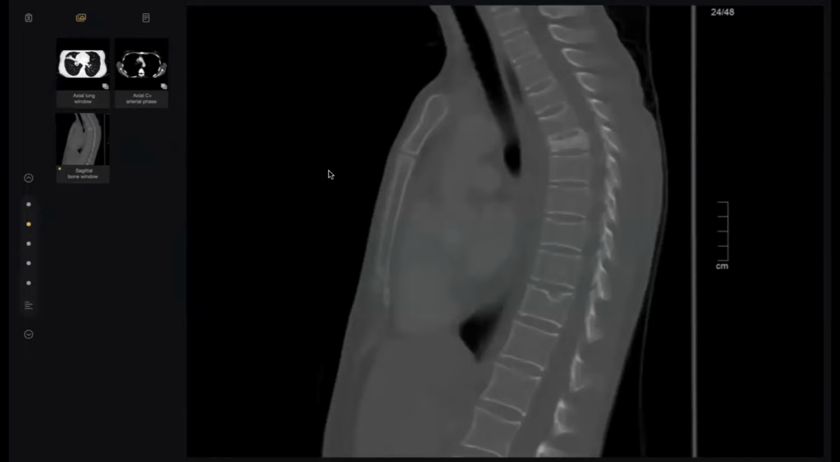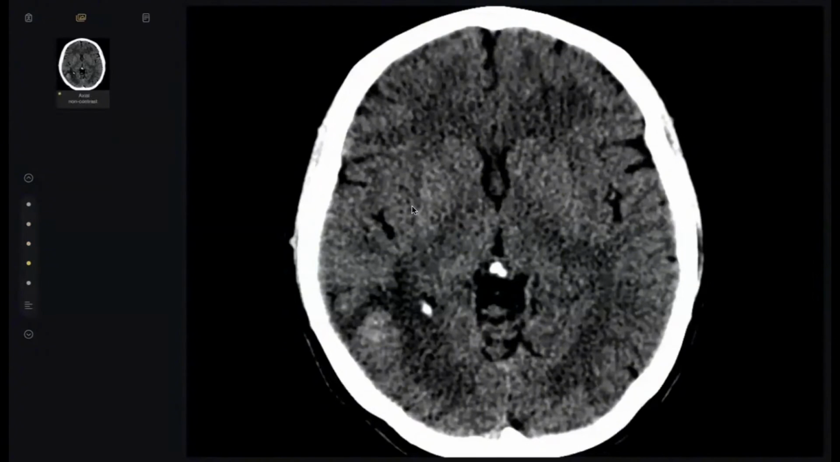If I show you this one, sir, there is a static image. Vertebra plana, a collapsed vertebra. And the patient then developed neurological symptoms. A CT scan was done.